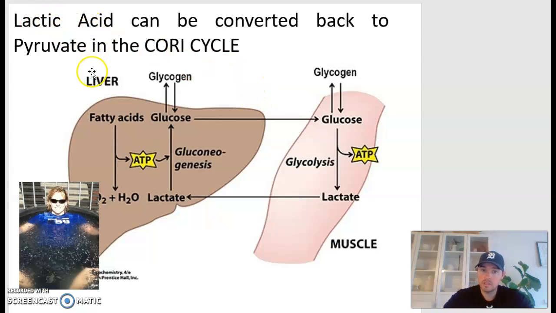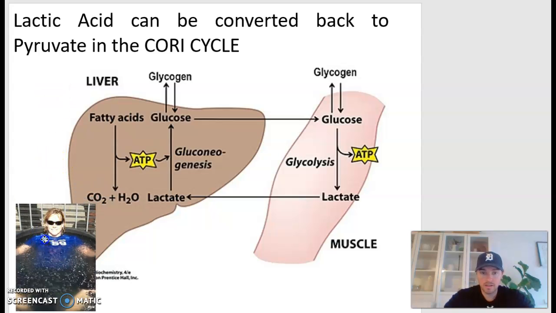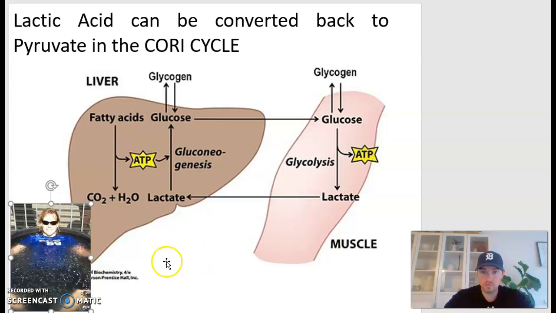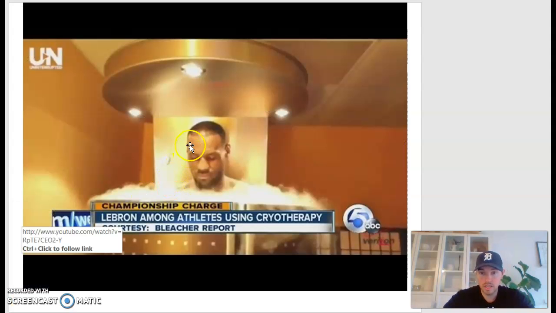So lactic acid can be converted back to pyruvate, and if you ever see athletes jump in ice baths, that's one of the reasons it actually helps. It helps with inflammation, and it helps so that the muscles really don't feel sore afterwards. LeBron James actually built his own cryogenic freezing machine in his basement, and he used it after every single game, and it just helps with the inflammation and it helps with soreness.